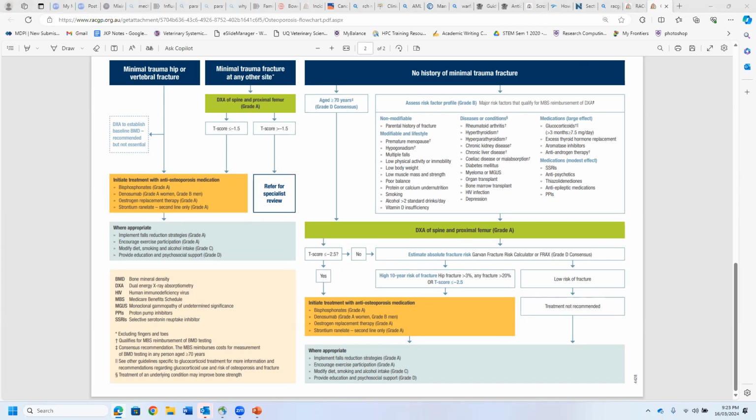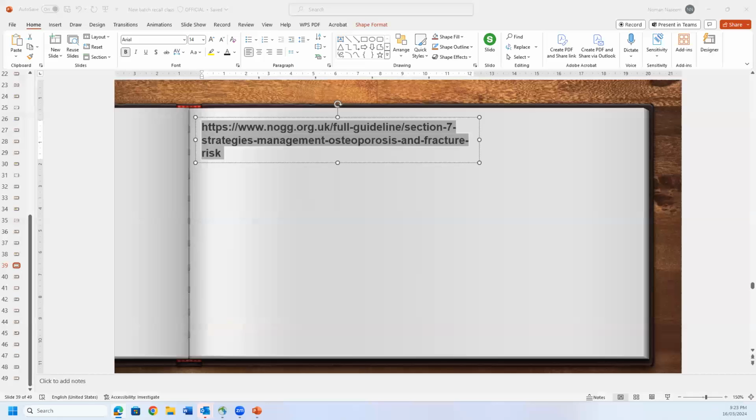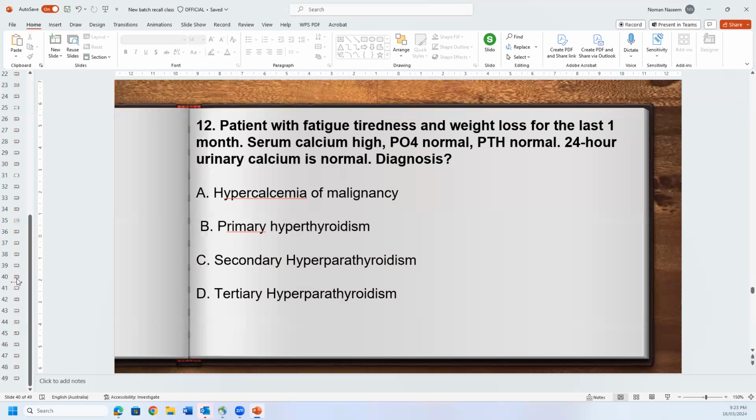But if the cause of the male osteoporosis is androgenic cause, then you need to give them hormone replacement therapy. If the patient is having prostate cancer, is on some hormone therapy, then you need to make sure that they also have bisphosphonates on board.